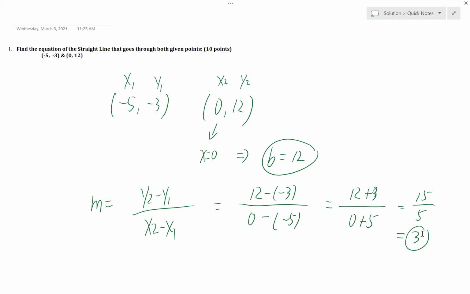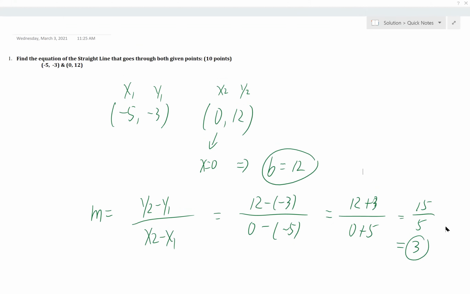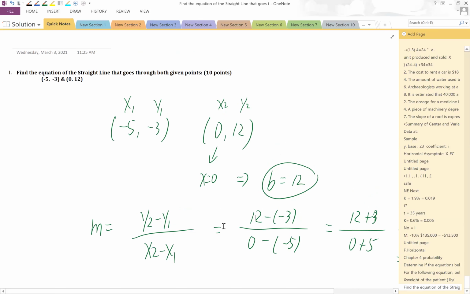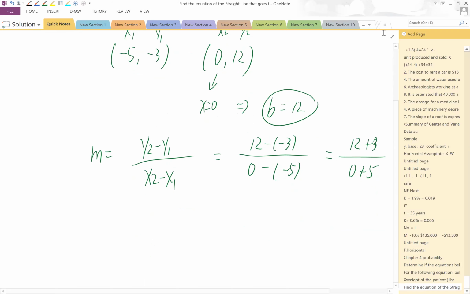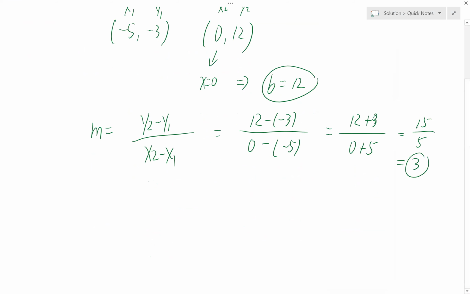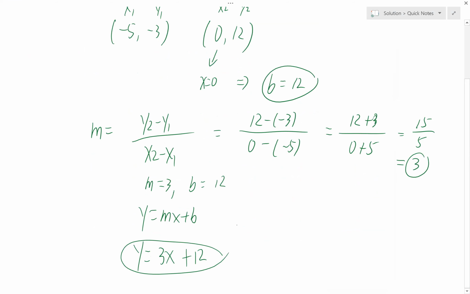So now we know both the slope and the y-intercept, then applying the slope-intercept form, we get the equation of the line. Slope 3, y-intercept 12. So y equals mx plus b. It's y equals 3x plus 12. That's the equation of the line. Okay.